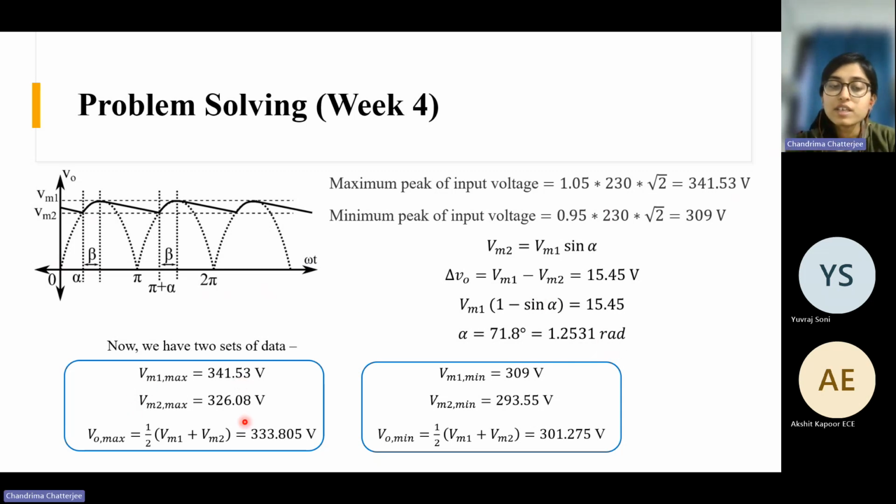And now we can calculate two sets of values because we have two sets of peak voltage. So corresponding to those voltages, we can have Vm1 max, Vm2 max, and V0 max. So this is basically half of Vm1 plus Vm2. And for this minimum peak value also, we can get all these values. We can have another output voltage. We have two sets of values.